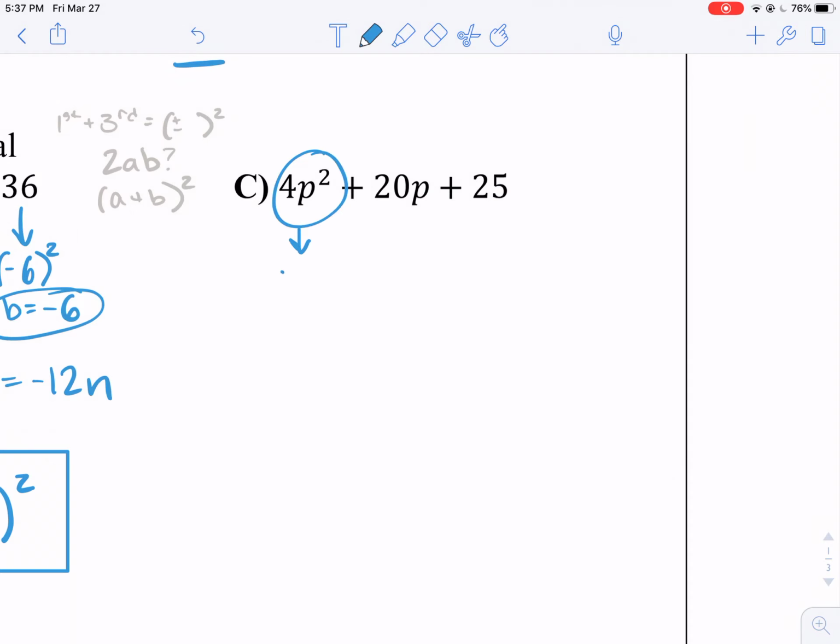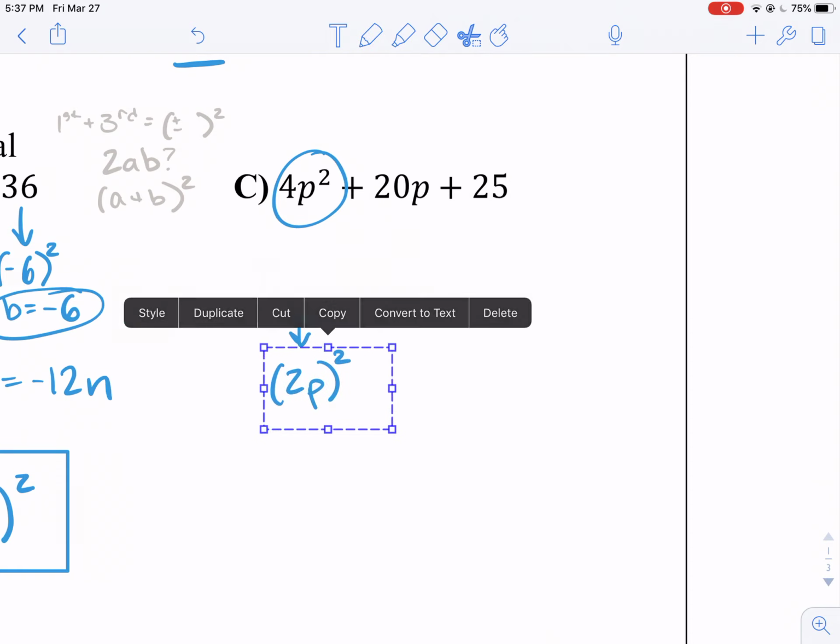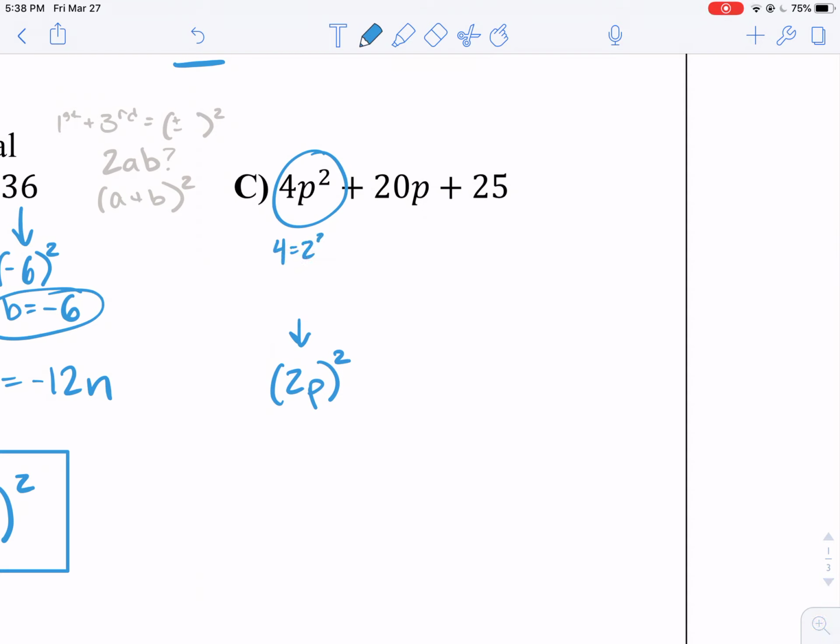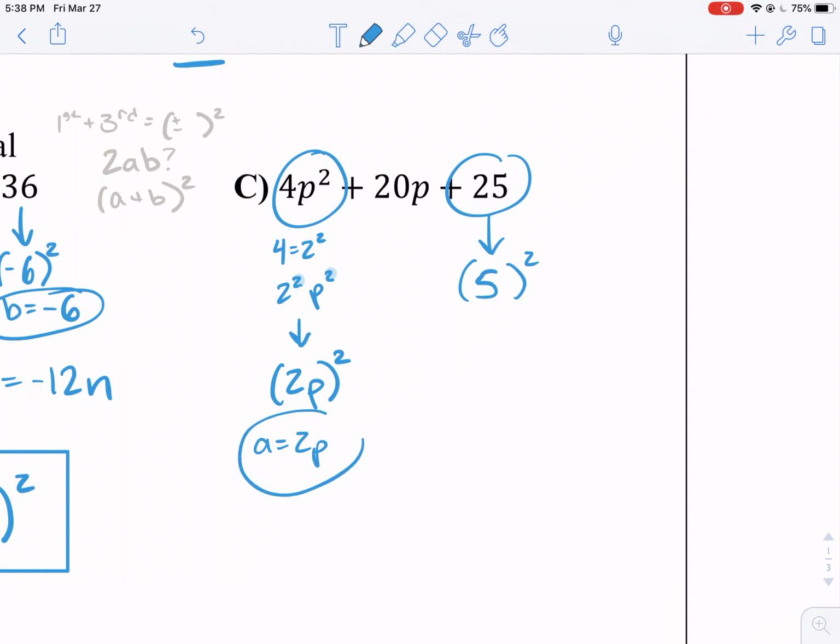4p squared is equal to 2p quantity squared. This is because 4 is 2 squared. So we can rewrite this whole thing as 2 squared times p squared, and we pull out that square to get 2p squared. Now 25, that's 5 squared. Awesome. So our a then is 2p, and our b here is 5. So let's go ahead and write our a plus b squared: it is 2p plus 5 quantity squared.